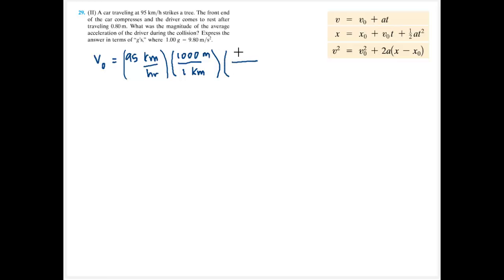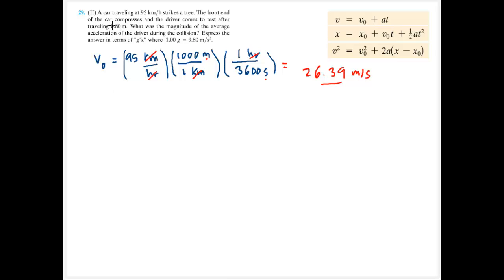And I also know that in 1 hour, I'm going to have 3,600 seconds. So my kilometer is going to cancel out, my hours are going to cancel out, and I'm going to be left with meters per second. And I type all that in, I come up with 26.39 meters per second. I have a few more decimal places, I'll just keep them in my calculator.